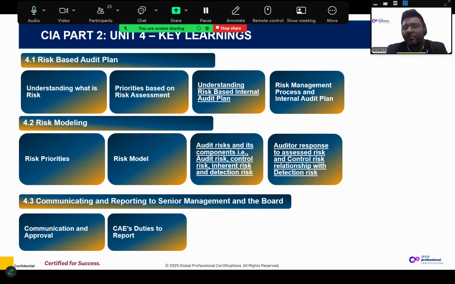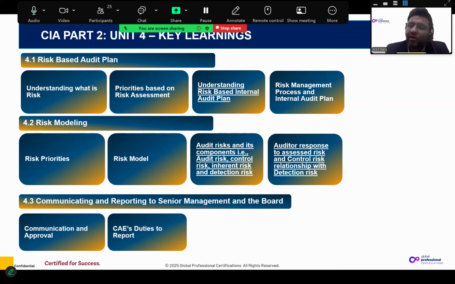Now, audit risk has three components: control risk, inherent risk, and detection risk. Can you all say that? What are the audit risk components? Control risk, inherent risk, and detection risk. People, we have all understood this risk in the previous understanding.